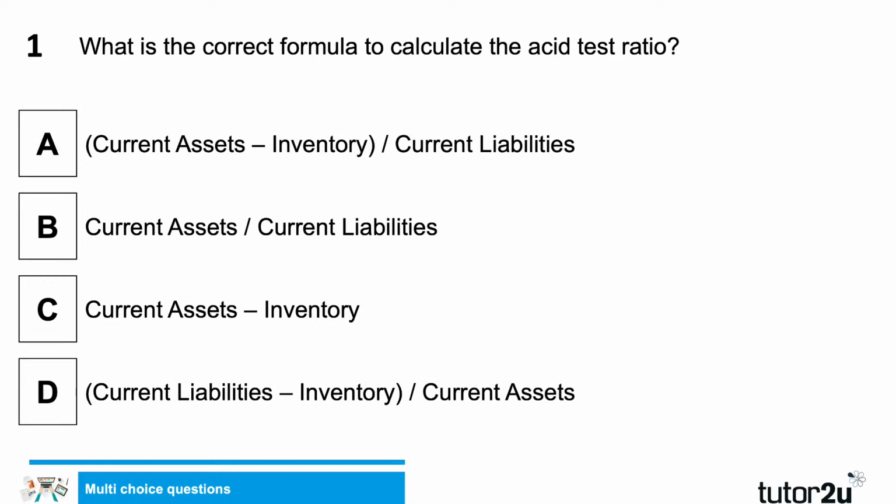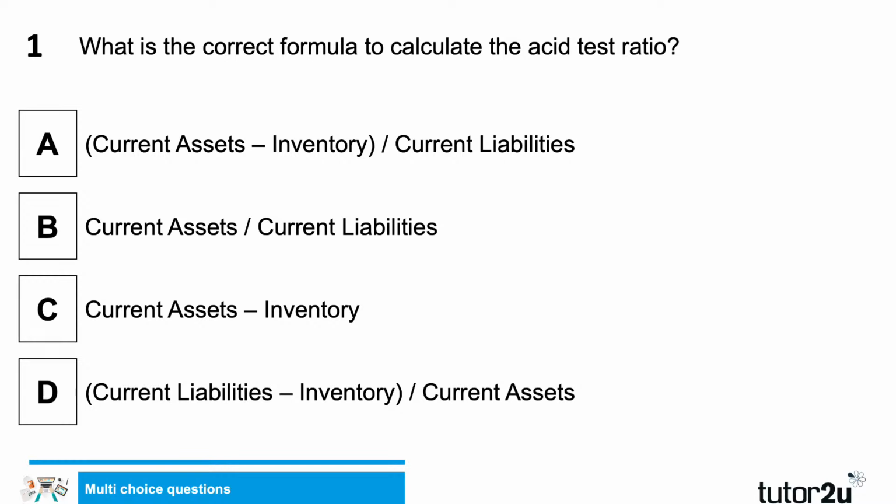What do we think? Now, the asset test ratio was recently examined in a previous Edexcel A-Level Business paper. A lot of students did struggle to calculate the asset test ratio. As with any calculation, the starting point is the formula. So what do we think? Is it A? Is it B? Is it C? Or is it D? It is certainly one of those. What do we think? So I can see 1 or 2 answers coming through the chat window now.